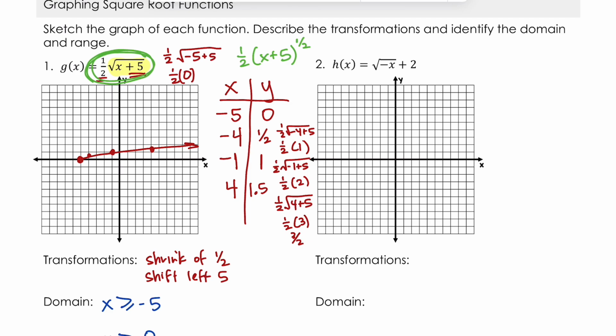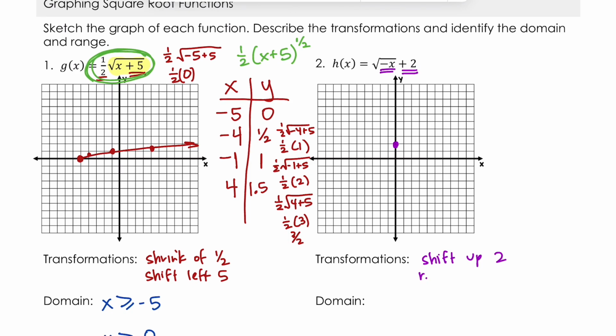All right, let's try number 2. This time, what's kind of happening? What are our transformations? So I definitely see this +2 out here. That is a shift up 2. So instead of starting at 0, 0, where we normally did, we're shifting up 2. The negative inside the radical means we're reflecting over the y-axis. We're reflecting sideways. So it's not flipping upside down, but it's flipping sideways. So we say it's a reflection. I guess you could say sideways, but really we'd say over the y-axis.